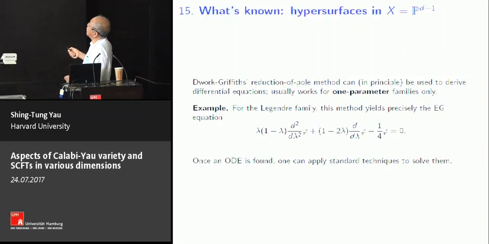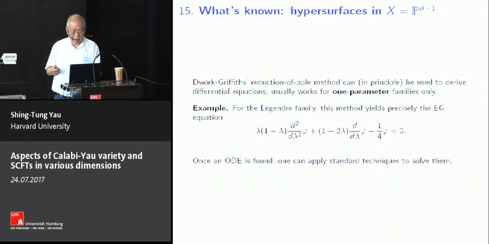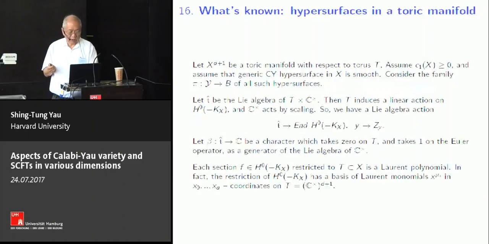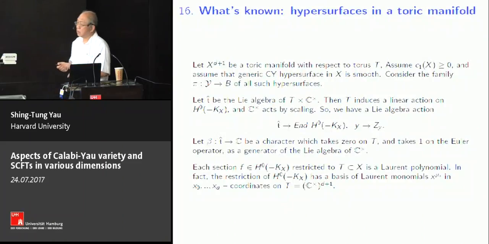An example is the method provided by Dwork and Griffiths, which you can use to derive differential equations. It usually works for only one-parameter families, and not quite for high-parameter families, because it's too complicated. This can work out for this class of ODE, the Euler-Gauss equation. Now let's discuss toric manifolds, which have been used extensively by people working in mirror symmetry.